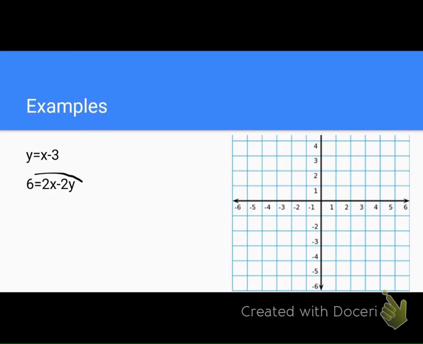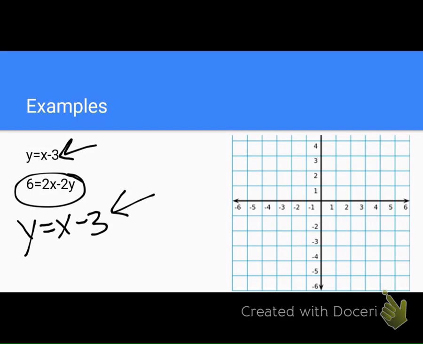This next one I would also have to rearrange, and I end up getting y equals x minus 3, which means that the first equation and second equation are exactly the same. So when I graph those with -3 as the y-intercept and a slope of 1, my lines are exactly the same, right? They overlap, so I have infinitely many solutions.